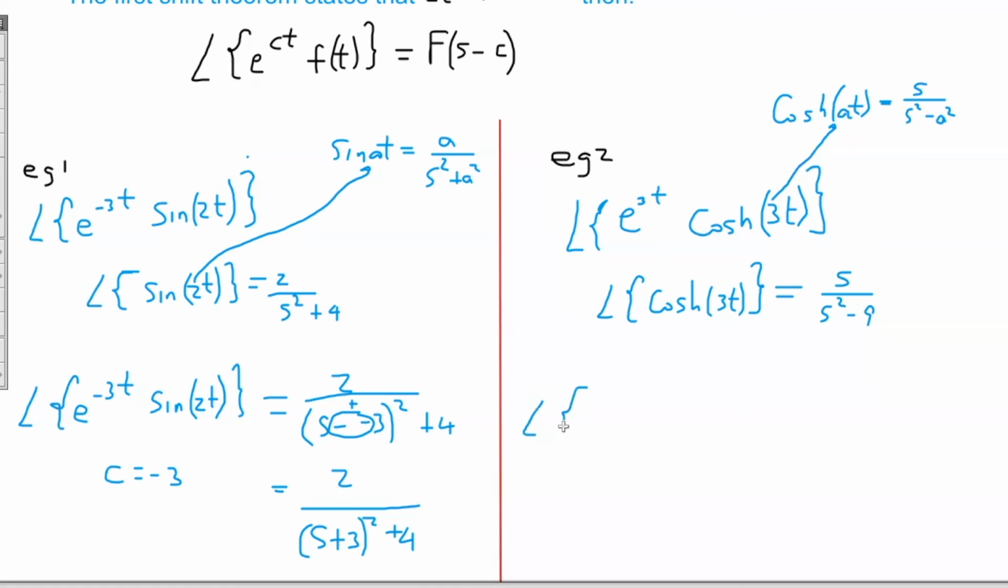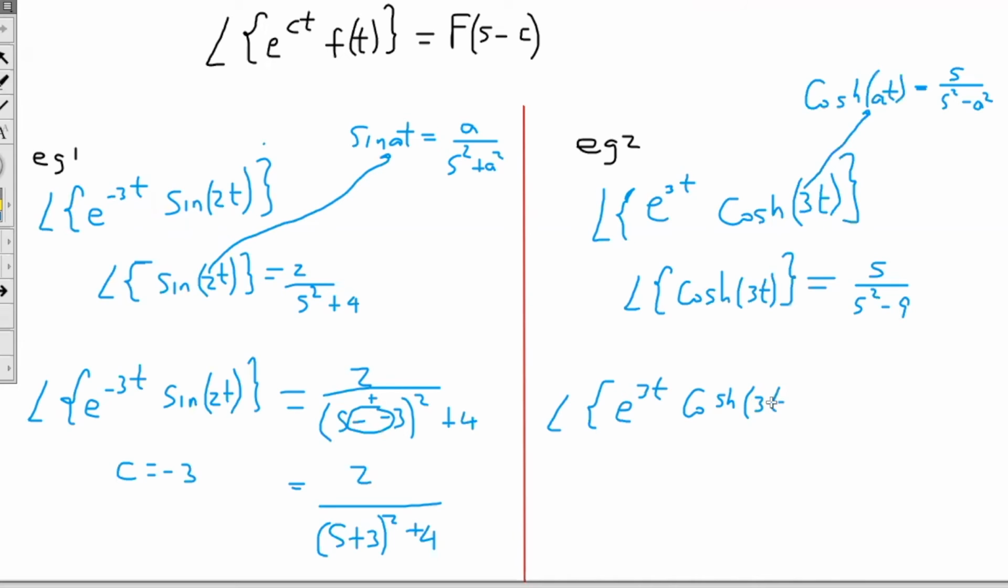Now we are going to find the Laplace transform of e to the 3t hyperbolic cos 3t. I already found the Laplace transform of hyperbolic cos. It's s over s squared minus 9. Now c is the coefficient of t in the exponential, so c is equal to 3. So for this, I'm going to subtract 3 from s, and s is in two places, so I'm going to subtract it from both of them.